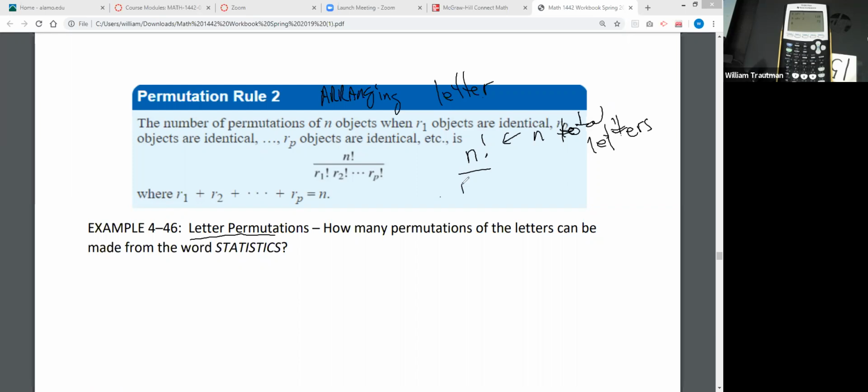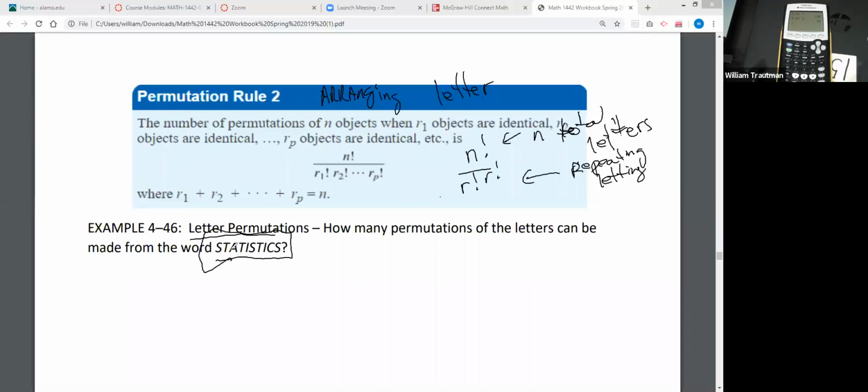And the bottom is the r factorials, the repeating letters. How many repeating letters do we have in each category? I'll show you what I mean. How many permutations of these letters can be made from the word statistics?